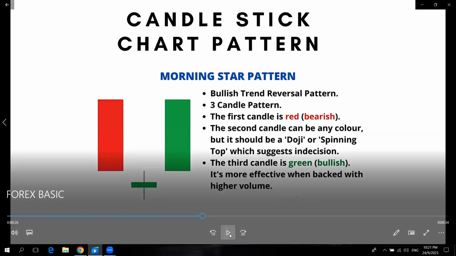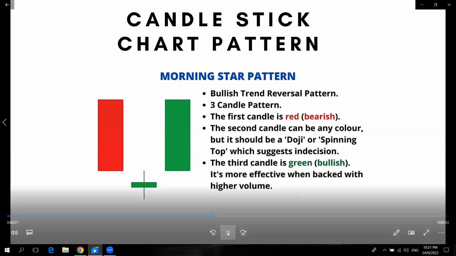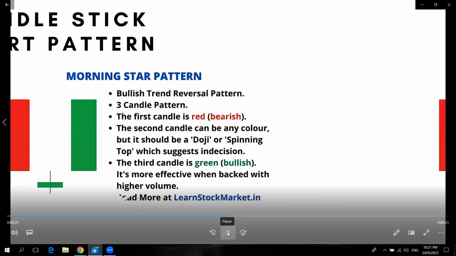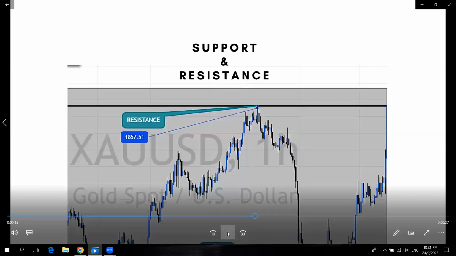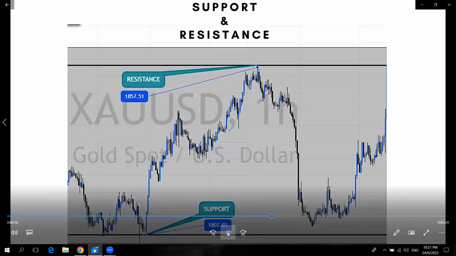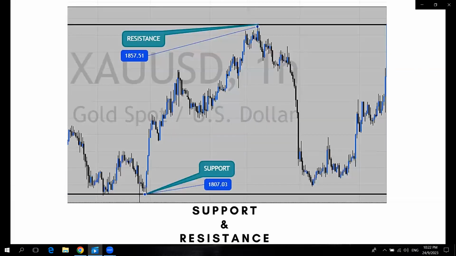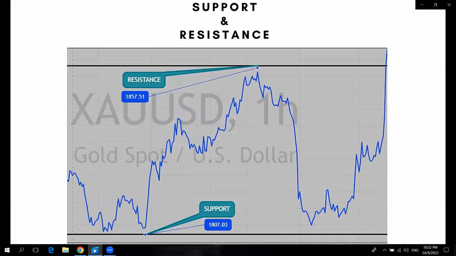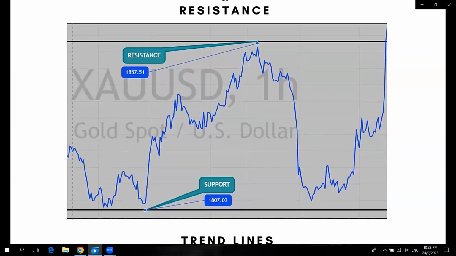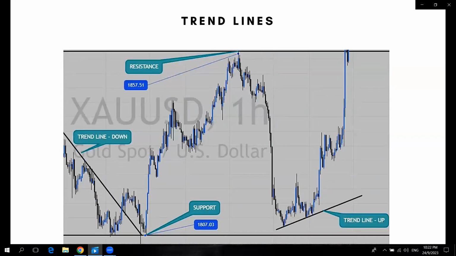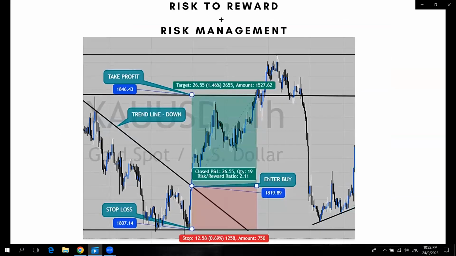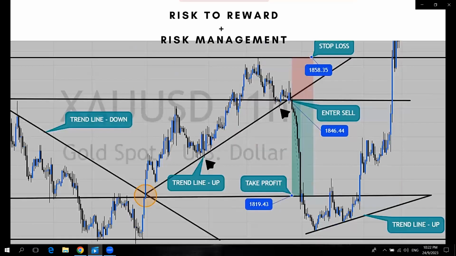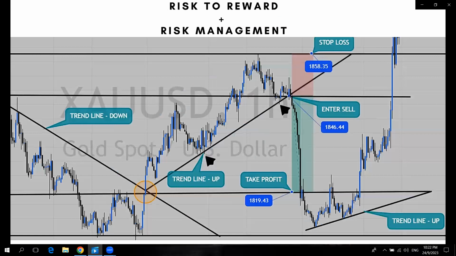Next is a candlestick pattern to change direction, which is the morning star pattern for buys, evening star for sells. And then this one is support and resistance, the highest and the lowest. And this is the line chart showing you the highest and the lowest. This is trend lines, trend line down, trend line up. This is the risk management plus risk to reward for buys. This is for the sells.